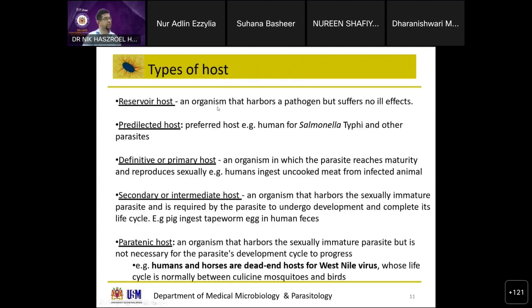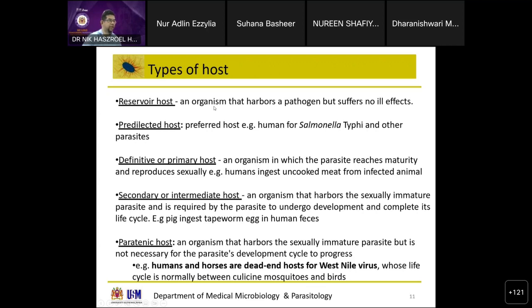Now we go to the types of hosts. So types of hosts can be reservoir, predilected, definitive, secondary, or paratenic. A reservoir host is an organism that harbors a pathogen, but the host suffers no ill effects. So the host may not even realize that it is a host, but it keeps on spreading to others because it does not realize it has an infection. So they are the source. If there is an outbreak, they are the source.